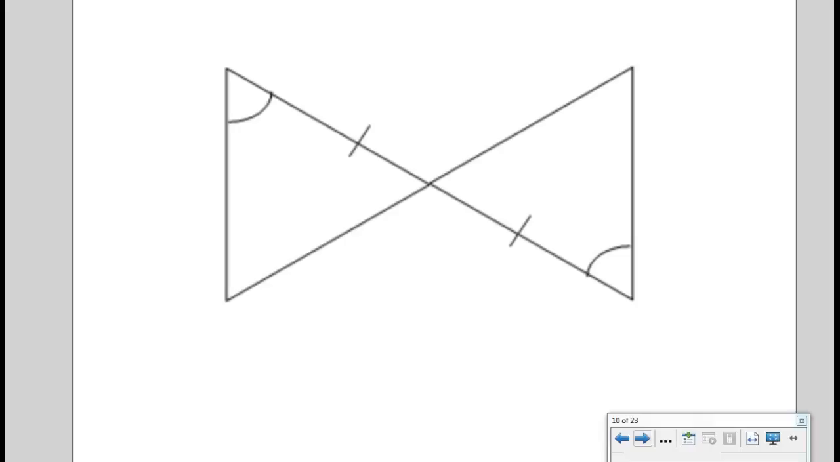Seth, what can I add to my picture? Because of what theorem? Vertical angle theorem allows me to add angles there. Where I see an arc, I write the letter A. Where I see a tick mark, I write the letter S. It spells the answer out for us. Angle with a side in between, then another angle. Very good, guys.